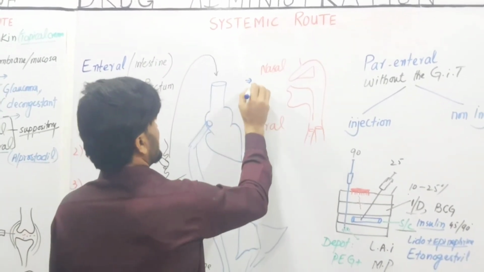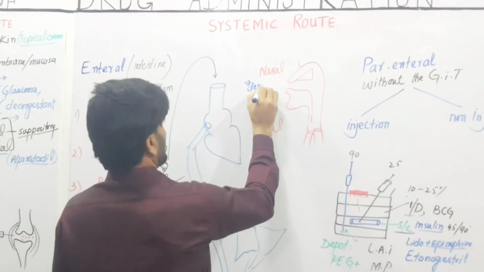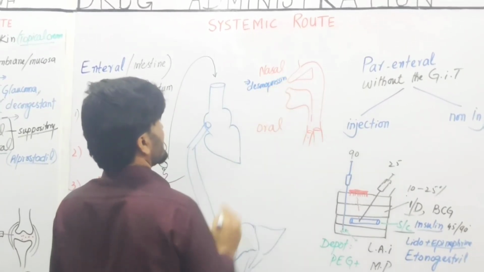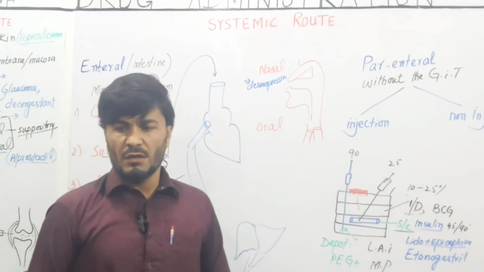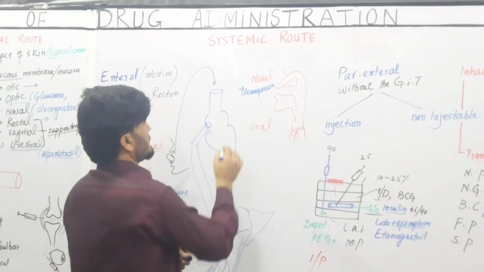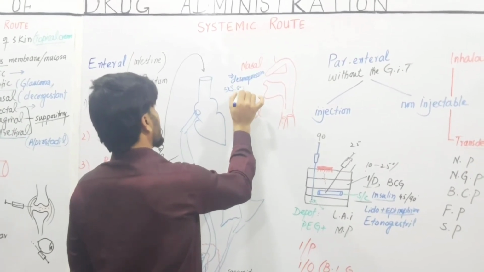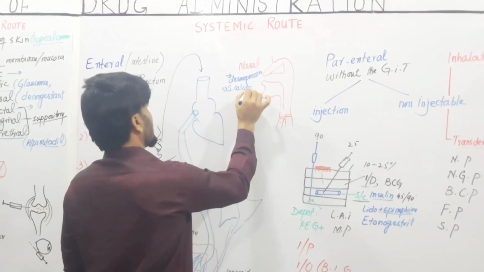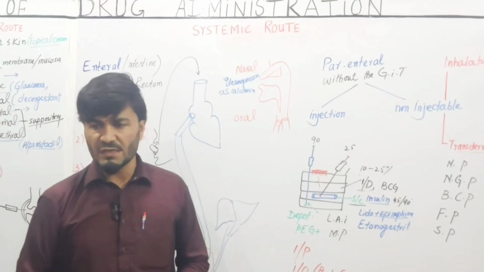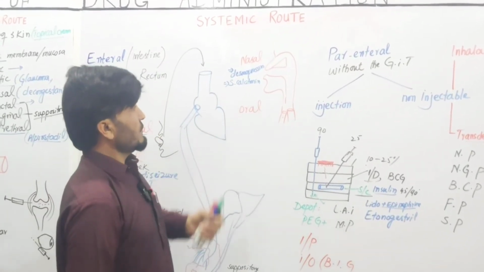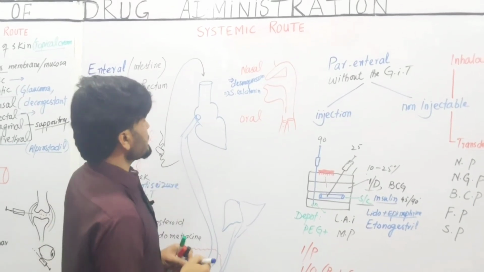Among the drugs administered by the nasal route, desmopressin, which is administered for the treatment of diabetes insipidus, is given through nasal inhalation. Similarly, salmon calcitonin, for the treatment of osteoporosis in postmenopausal women, is administered through nasal inhalation.